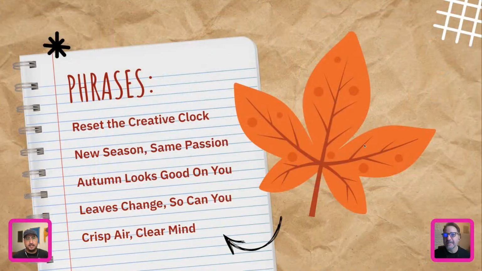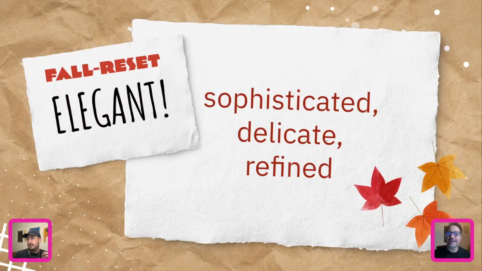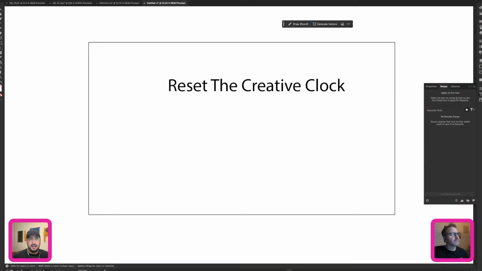So, determined by chat, the first style that we are going to be doing is elegant. Sophisticated, delicate and refined. I like the idea of elegant. To me, this is saying thick and thin weight contrast in the type. It's saying swooshes and swashes. So we're going to do some elegant stuff, play around with it and see what we can do for reset the creative clock.